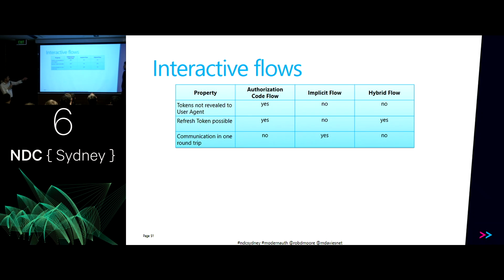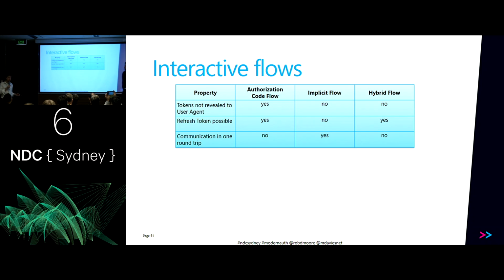The authorization code flow does not reveal any tokens to the user agent that the end user is using, so say a web browser or something like that. The tokens are only existing in the confidential relying party, so they're kept secret. That's an important thing to think about. It is possible to use refresh tokens with that flow. Whereas conversely, in the implicit flow, you can't use refresh tokens, and the user agent that the user is using will see the tokens. And we'll show you a diagram of that in a second. The hybrid flow is basically the combination of the two. In the hybrid flow, the user agent can see the tokens, but you can also use refresh tokens.